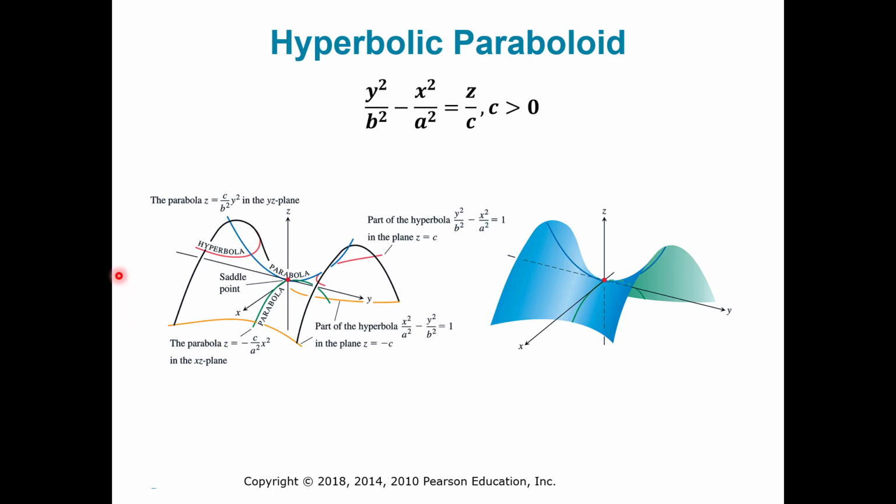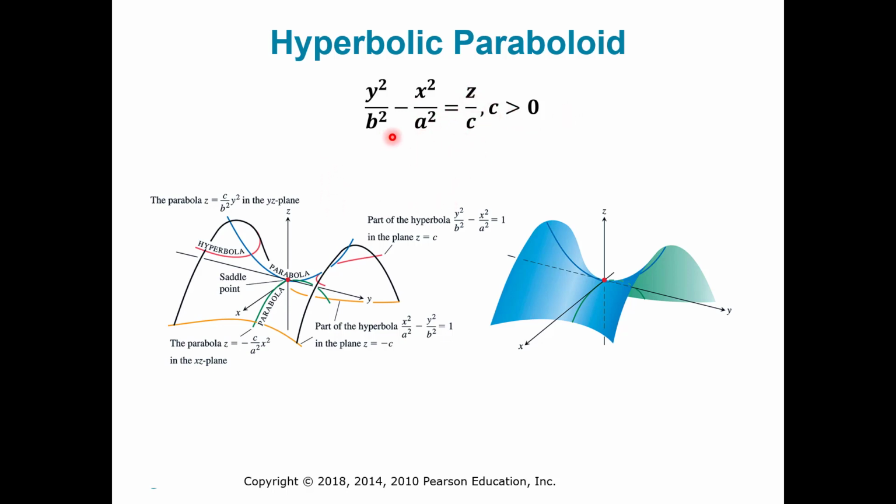Okay, so we're going to talk about a handful more of the quadric surfaces. I'll give you the name and the shape and then the general equation. So this one is the hyperbolic paraboloid, and it kind of looks like a saddle over here. You can visualize that in 3D. And here's the equation, y squared over a number minus x squared over a number equals z over some number.